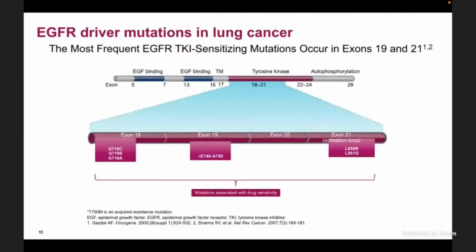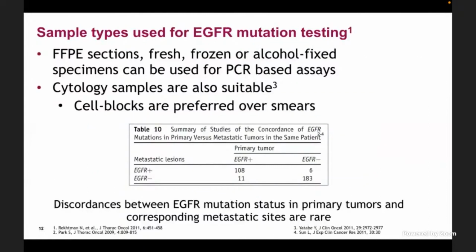So basically, these are the exon mutations which we are looking at: exon 18, 19, 20, 21. Exon 19 deletion and exon 21 L858R are the most common of the EGFR sensitizing mutations. And also what sample to test.